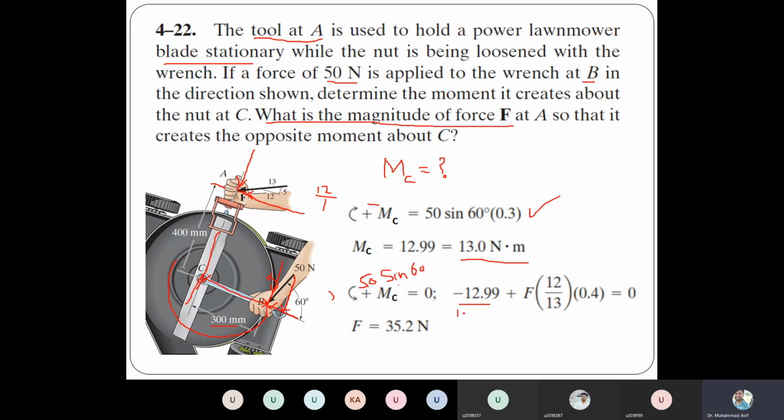We can equate the 12.99 moment to the moment created by this force, which was 12 by 13 into F into the perpendicular distance. What was the perpendicular distance? 0.4. So from here we can calculate that force. That force was equal to 35.2 Newton.